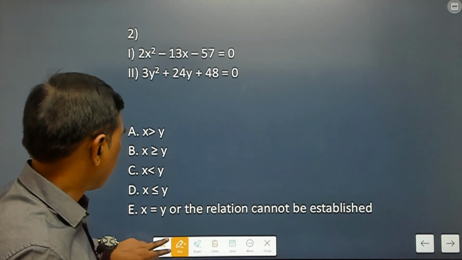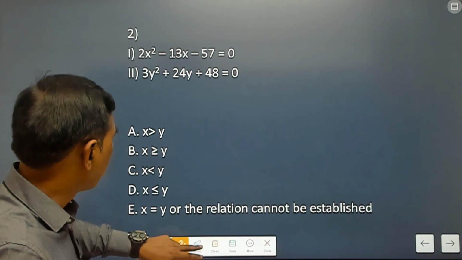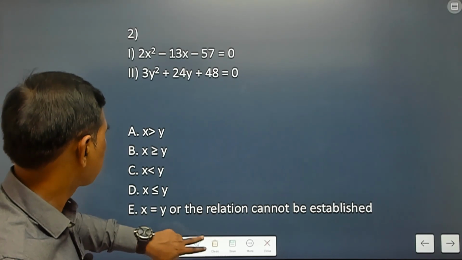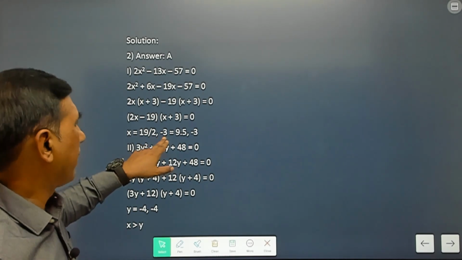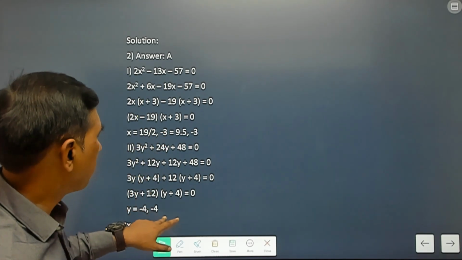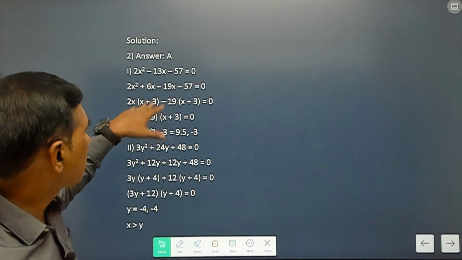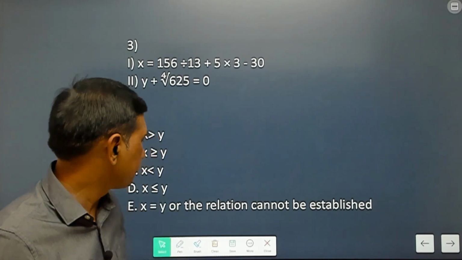We will learn further. As you proceed, we have 50 questions. As you proceed, you will learn many things. 19 by 2 and minus 3 that we calculated, and then minus 4. This is the basic way, and what I am telling you is how you can do it quickly.